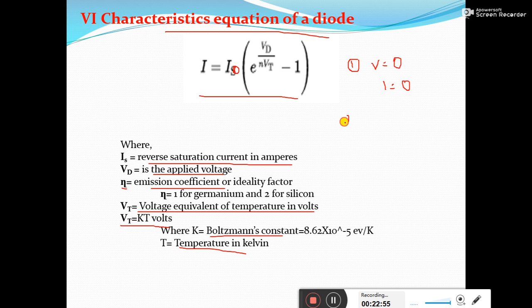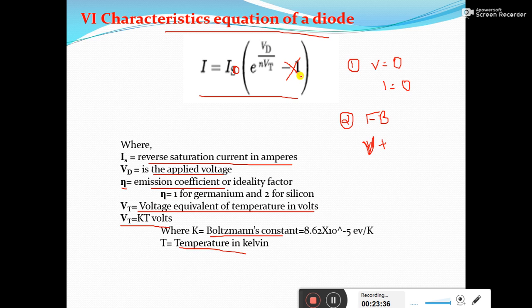In second case, whenever it is forward biased, you already know V will be positive in nature. Let's say if V is positive, V is the applied voltage, this one is positive, e to the power of any positive term will be very much greater than 1.